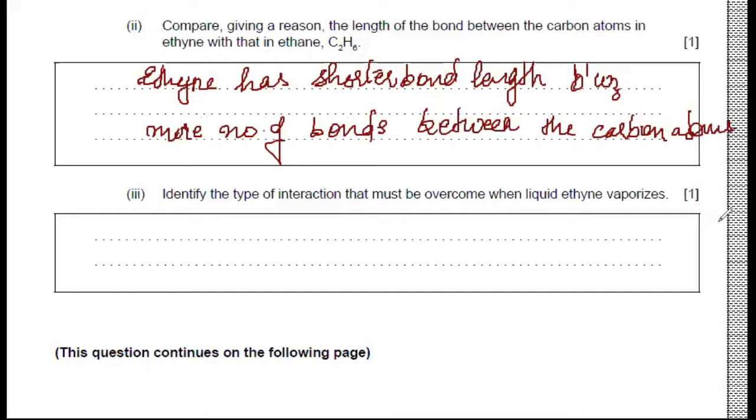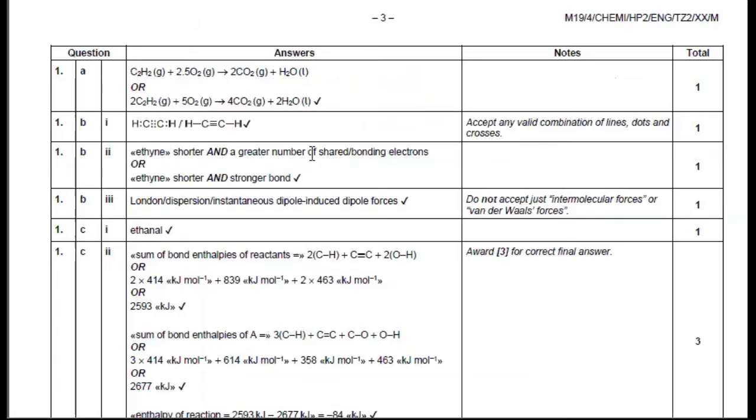Okay, so let's see what is given in the marking scheme. Ethane is shorter, it has greater number of bonding electrons. Or you can even write that because there are more number of bonded pair of electrons, it will be having a stronger attraction between the carbon atoms, so they come further closer to each other. Anything is fine. So let's move on to the next question.